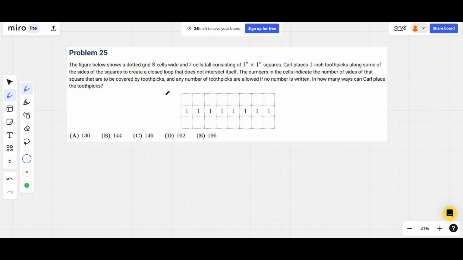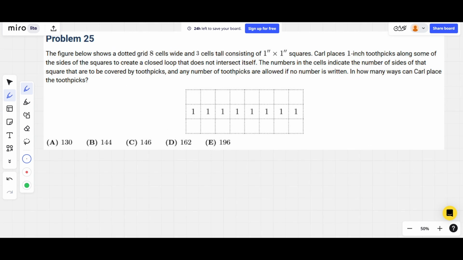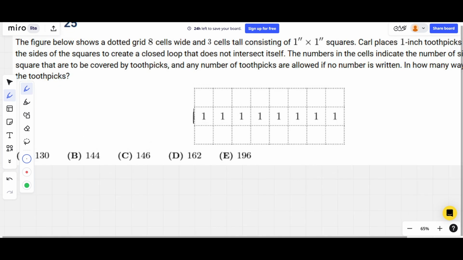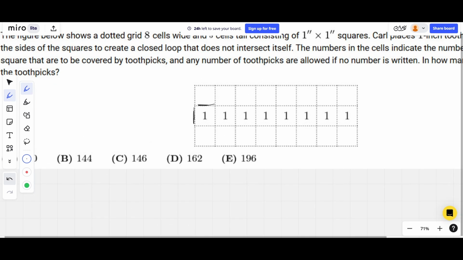In this video, I'll be going over the solution to the 2024 AMC 10A problem 25. So here we have a diagram of toothpicks, and basically we have to create a closed loop that does not intersect itself, out of these toothpicks, and we can't have any of these squares having more than one toothpick attached to them. So this would violate our condition because two of the sides of this square have toothpicks on them. We can only have one.